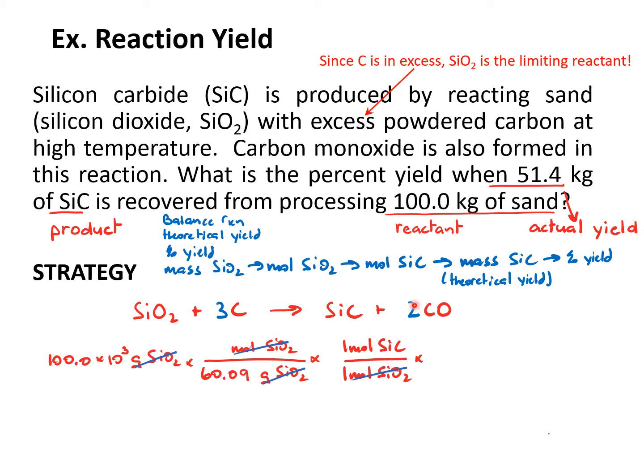Next, to convert from moles of silicon carbide to mass of silicon carbide, we multiply by the molar mass, which is 40.10 grams per mole. And we see that in doing so, the moles of silicon carbide cancel, leaving us with a mass of silicon carbide in grams. Plugging this into your calculator gives us 66.733 times 10 to the 3 grams. And converting this to kilograms gives us 66.733 kilograms of silicon carbide.